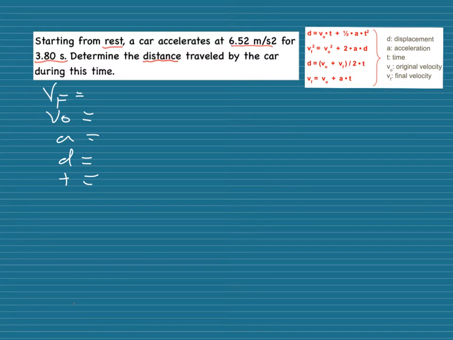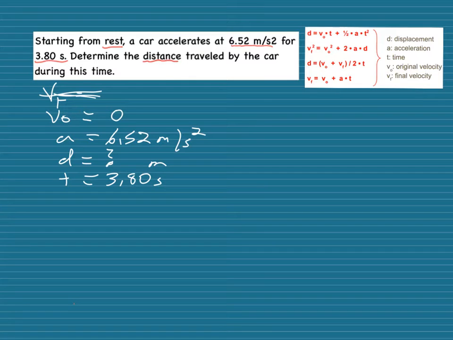It says starting from rest, so that means I'm going 0 meters per second in the beginning, and accelerate for 6.52 meters per second squared for 3.80 seconds. Determine the distance traveled. So this is my question mark, the distance here, and it's going to be in meters. So it doesn't give me final velocity. It doesn't ask me to solve for final velocity, so I can just mark through that in this example right here.